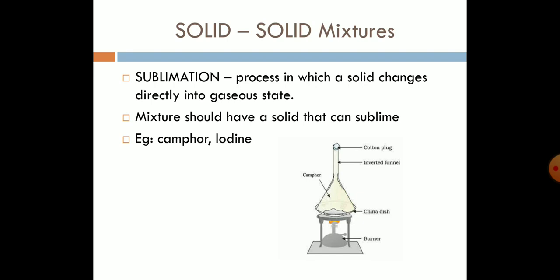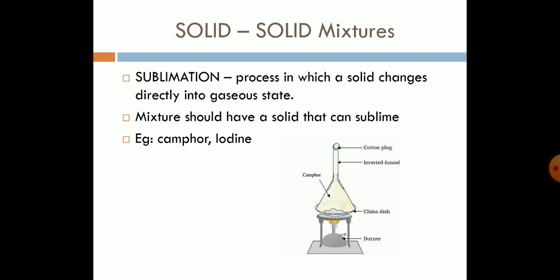That is, you can take salt and camphor, both are solids. Or you can say sand and iodine, both are solids. You mix both of them, then place it on the china dish. Now before heating, I'm going to invert a simple funnel, and at the end of the funnel you put a cotton plug. Cotton plug means you insert cotton, because the fumes or the smoke should not go out through that opening of the funnel. Now I start the burner and I heat the mixture.